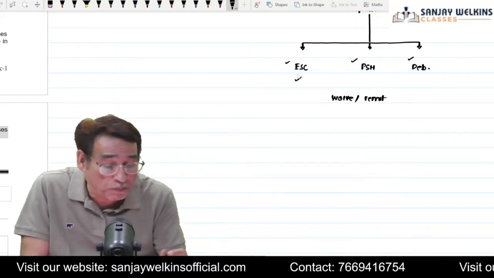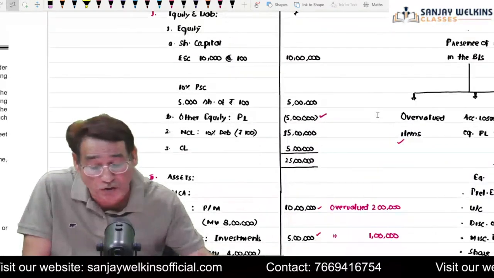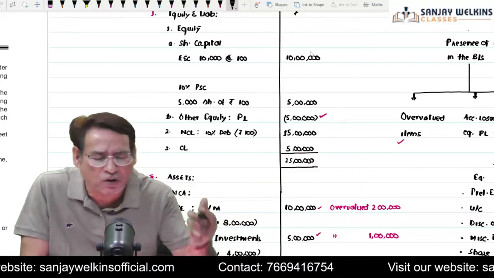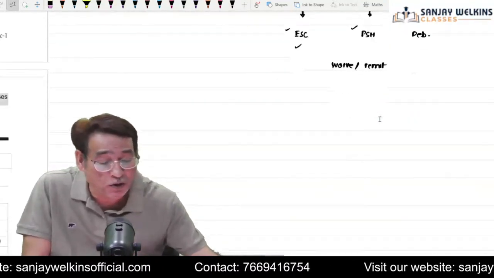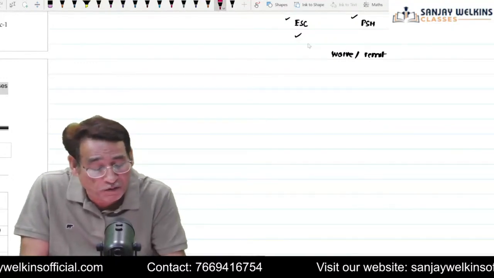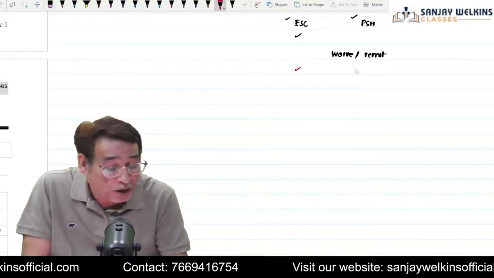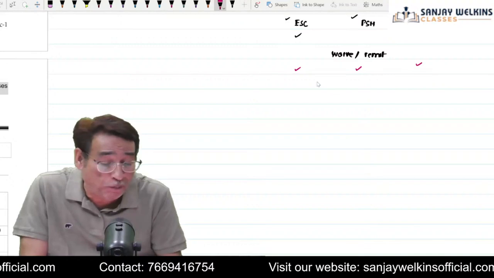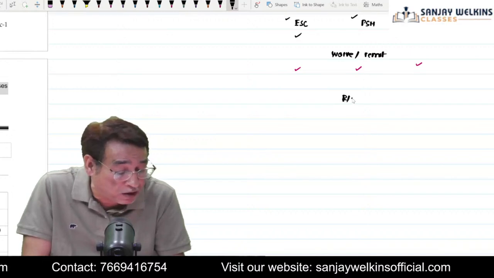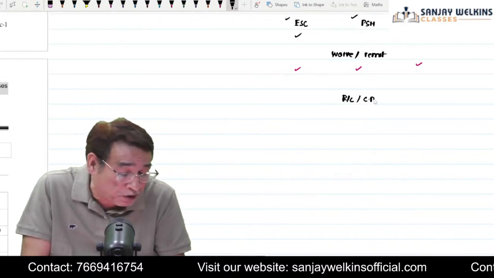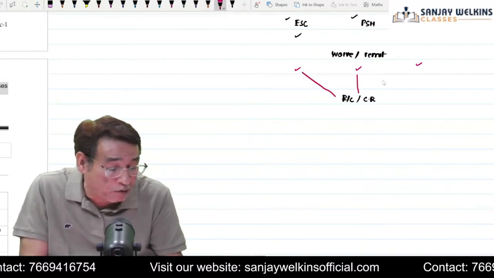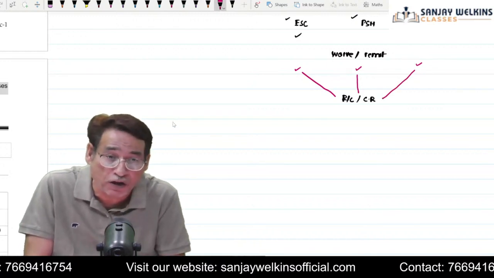For example, in this case we have equity share capital to the tune of rupees 10 lakh. So we will ask the equity shareholders to kindly waive rupees 2 lakh, 3 lakh, and so on. So the directors are going to make a request to the various parties to waive a part of their amount. Whatever amount these parties waive will ultimately be posted to an account known as reconstruction account, also known as capital reduction account.